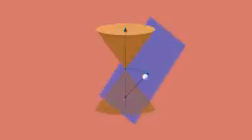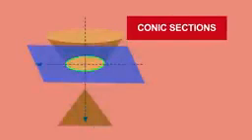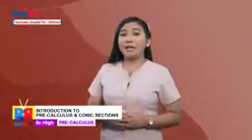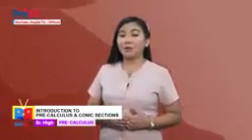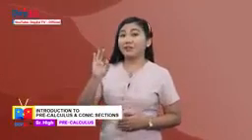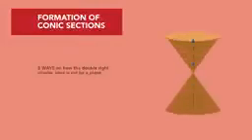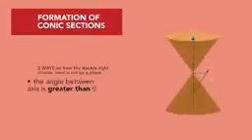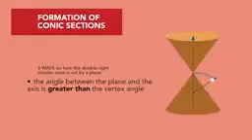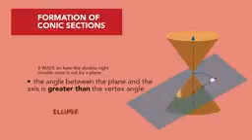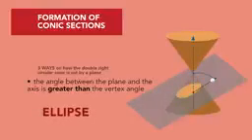Like what we said earlier, when a plane intersects the double right circular cone, we get two-dimensional curves of different types. These curves are called the conic sections. Depending on the angle made by the plane with the vertical axis of the cone, the plane can cut the cone in three different ways. The first way is when the plane intersects the double right circular cone where the angle between the plane and the axis is greater than the vertex angle. Through this, a closed curve called an ellipse is formed.